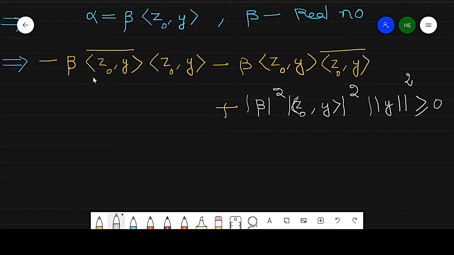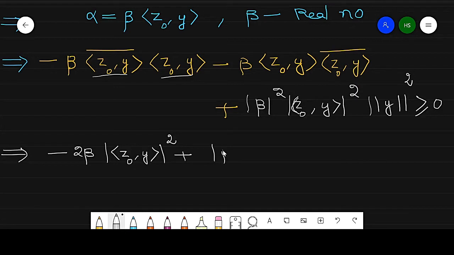These terms are the same, this conjugate and this are the same, so it is the absolute value of the inner product of z naught, y. So similarly in this way, this is minus 2 beta into the absolute value of the inner product of z naught comma y raised to power 2, plus the absolute value of beta raised to power 2. So this is beta raised to power 2, since beta is a real number.